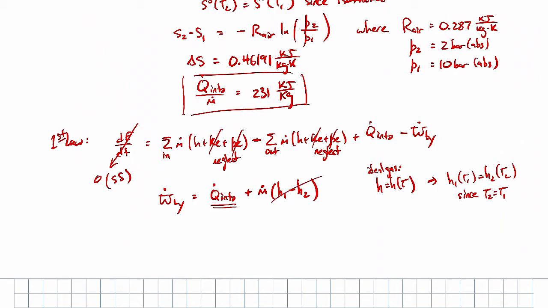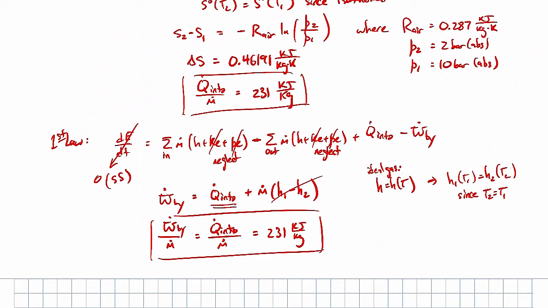So then what we're left with, if I divide through by the mass flow rates to give me the power per unit mass flow rate, you'll see that the power per unit mass flow rate is just the same as the heat transfer per unit mass flow rate. So they just come out to be the same value. All right, so that's all there is to this example.